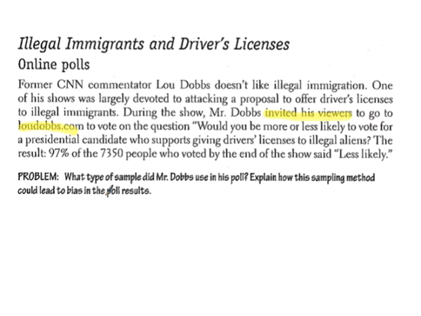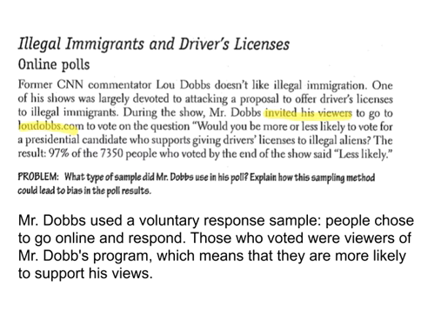When we talk about how this sampling method can lead to bias in the poll results, we have to think that if these people are watching his show and he tells them to go to his website, then they are probably more likely to feel the same way he does. This is where we think about this 97% of 7,350 people. What are the chances that if you take a random sample of anybody, you're going to end up with 97%, almost 100% of the people that voted saying they were less likely to support giving driver's licenses to illegal aliens? And so your fancy answer would be Mr. Dobbs used a voluntary response sample.